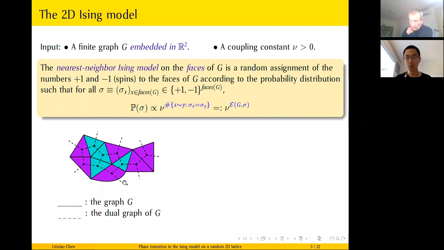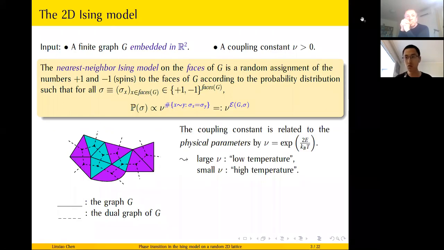Some of you may be more familiar with the Ising model defined on the vertices of a graph. But in 2D, these are really the same problem, because when you have a graph G embedded into the plane, it automatically has a so-called dual graph, which exchanges the role of faces and vertices. So the model that we are considering is just the usual Ising model on the vertices of a graph, but for the dual graph.